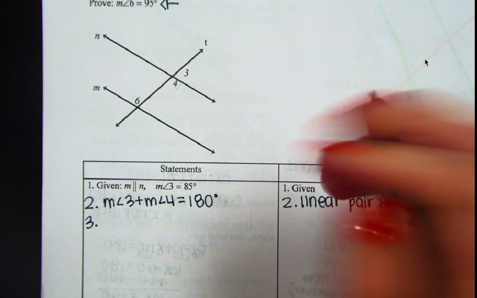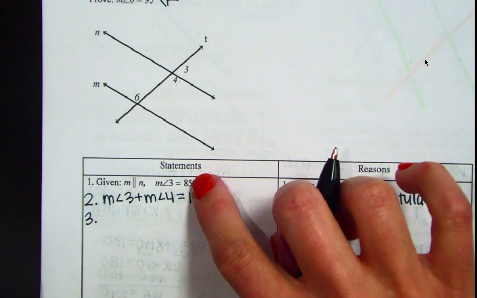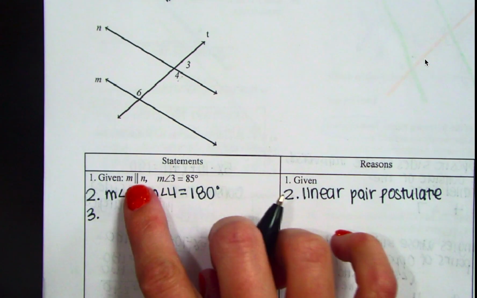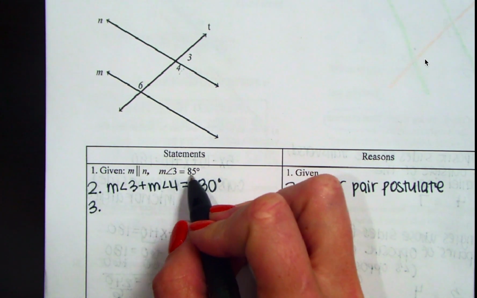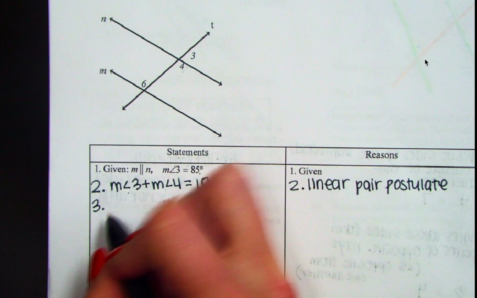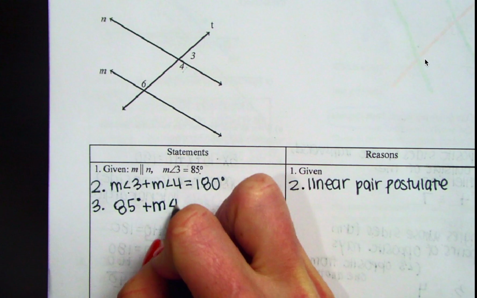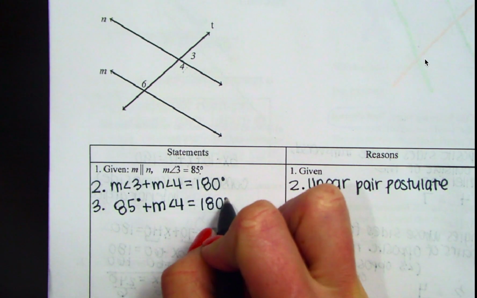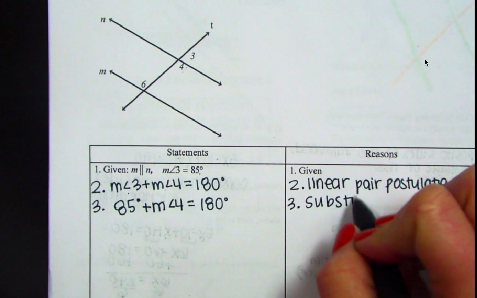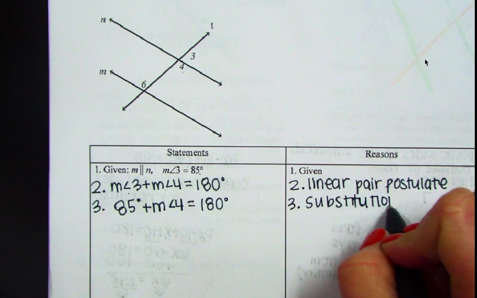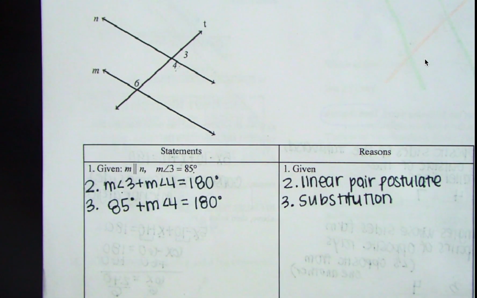All right, so step 3, I want to find a measure for angle 4. Based on what we said in step 1, we know the measure of angle 3 is 85. So I'm going to substitute in 85 for the measure of angle 3. So 85 degrees plus the measure of angle 4 is equal to 180 degrees. That reason is substitution, because I substituted in 85 for the measure of angle 3.